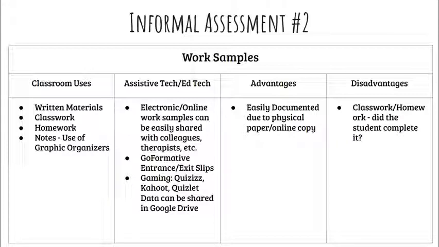The second informal assessment example is a work sample. Work samples can be in written materials, classwork, homework, notes, which would be a use of graphic organizer, or it can also be a lab report. Assistive technology that can be used with this would be an electronic work sample, which can easily be shared with colleagues and therapists. Go Formative can also be used with entrance slips or exit slips. And then any gaming online, you can pull data from Quizzes, Kahoot, or Quizlet, and then they can be shared.